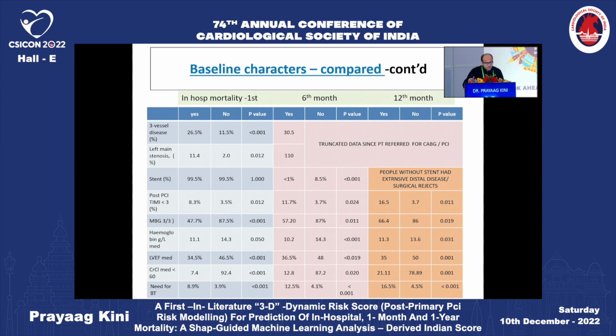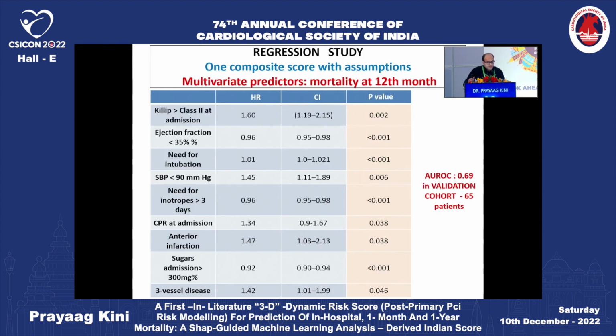In terms of that, when that was also studied in the regression analysis, we found that CLIP class more than 2 at admission, ejection fraction of less than 35, a need for intubation or a CPR at admission, a systolic blood pressure of less than 90 at admission, need of inotropes for more than 3 days. We went with the vasoactive inotrope score, which is dopamine plus dobutamine plus 100 times adrenaline plus 100 times noradrenaline. It's actually calculated as that.